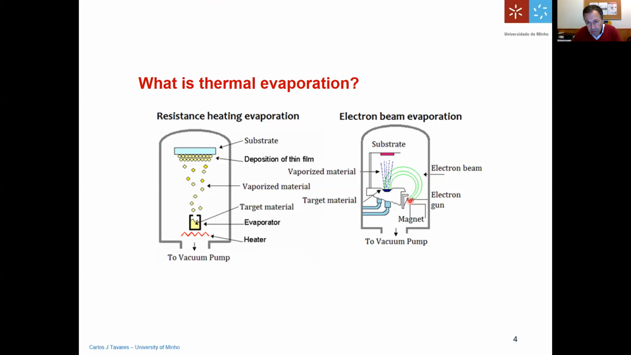This electron beam is produced and has a very high energy, and when it impinges on the crucible where the evaporant material is, it will melt it, and then this evaporant material will reach a vapor phase and will be evaporated and will condense on the substrate. Here, in order to produce this electron beam, you need a filament, so you need a cathode source.